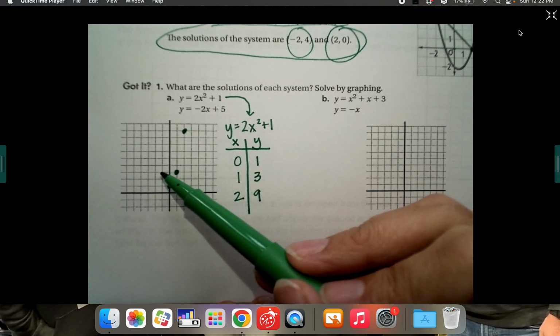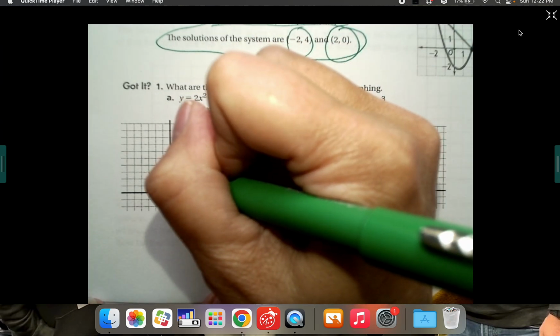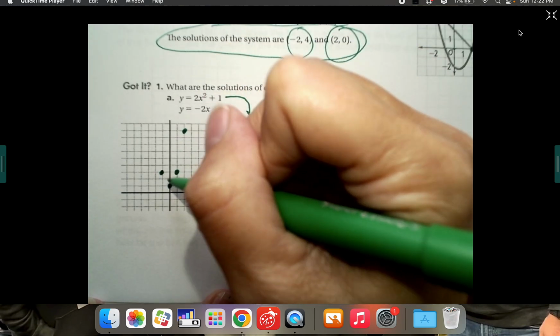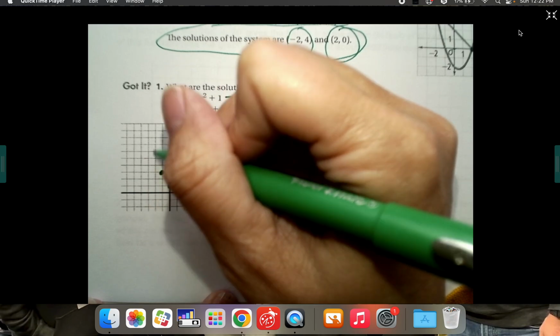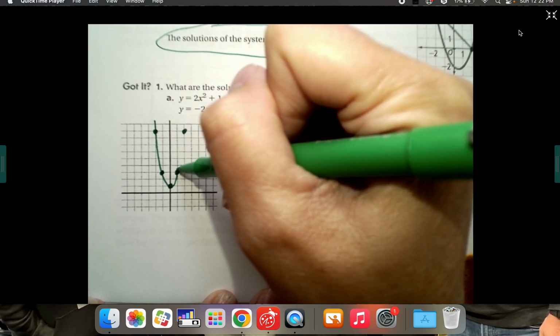So these points are going to be able to be reflected over. If you're not sure, you can plug in a negative 1. I guarantee you will get 3. And you can do a negative 2, and you're going to get 9 because these points are just reflected over. Okay, so you're going to draw in your parabola.